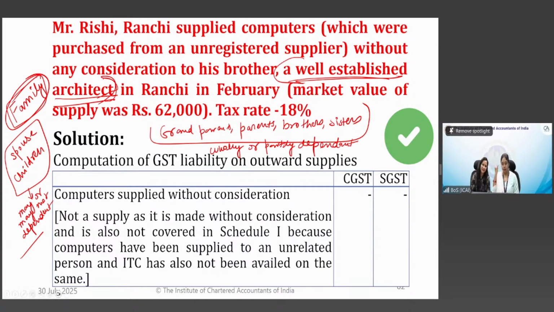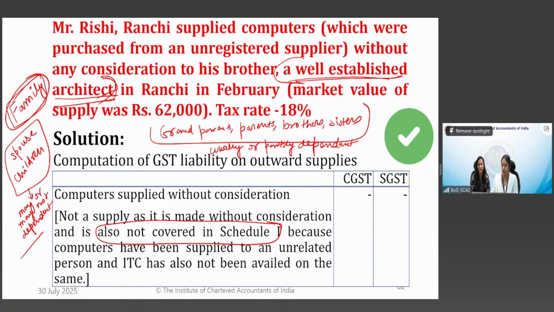And since he is not treated as a member of the same family, he will not come under the category of family. For a related person, Section 15 of the CGST Act 2017 says that members of the same family will be treated as related person, in the Explanation to Section 15. Now, since he is not categorized as family itself, he will not come under the category of related person.